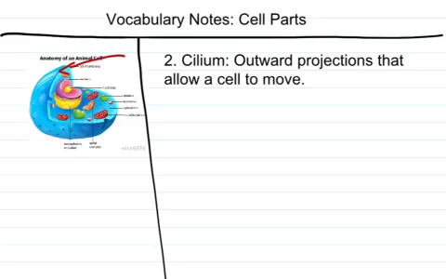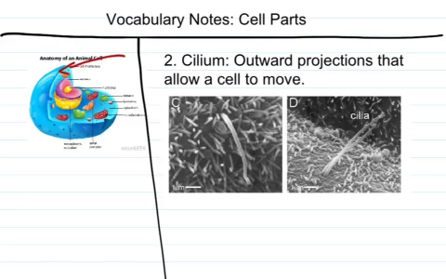The next one is cilium. Some cells have cilia, which lets them move around. They're outward projections. Think of them kind of like hairs. Let's look at some. So looking at this zoomed up image of a cell with a very powerful microscope, you see these little tiny hairs here. Some are really big. The cell can actually use these little hairs to move around. It wiggles them back and forth, and it can propel itself, moving from one place to another.